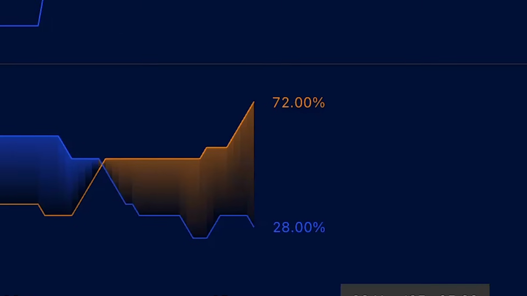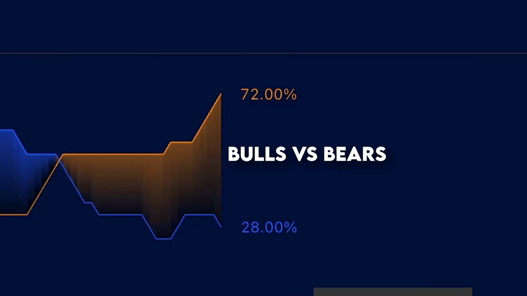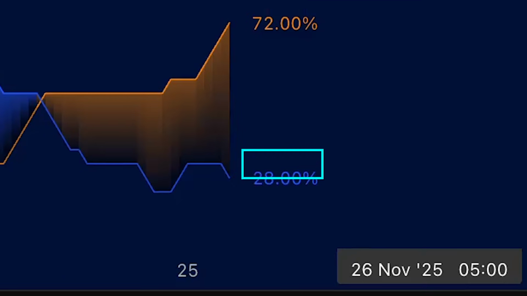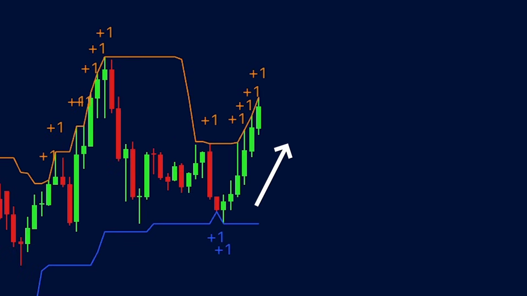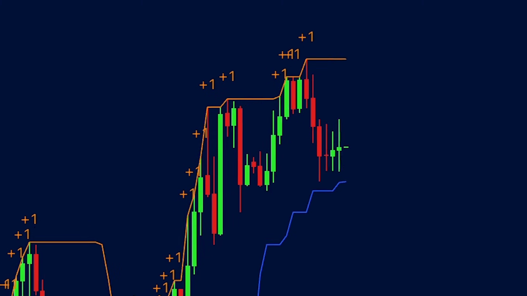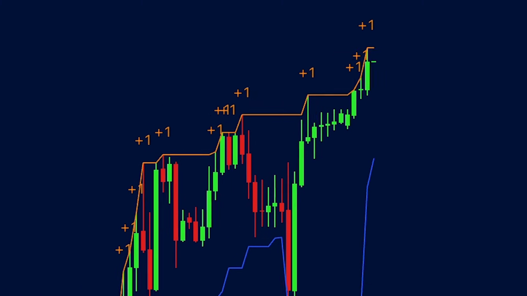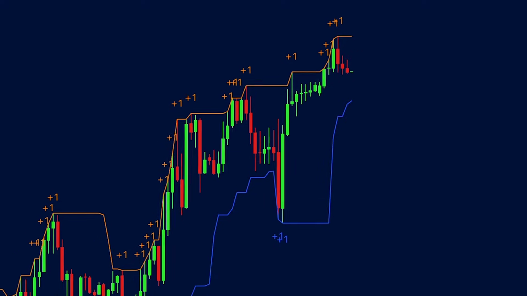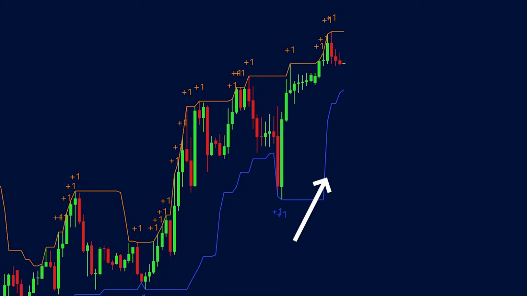Here's what makes it powerful. You see these percentage readings at the top? That's showing you the balance between bulls and bears. So when you see 72% bullish versus 28% bearish, that's clear directional dominance. And look, every time a count is added, you get these +1 labels on the chart showing you exactly which bars contributed to the imbalance. This dynamic fill between the bull and bear plots makes it an instant visual confirmation of trend strength.